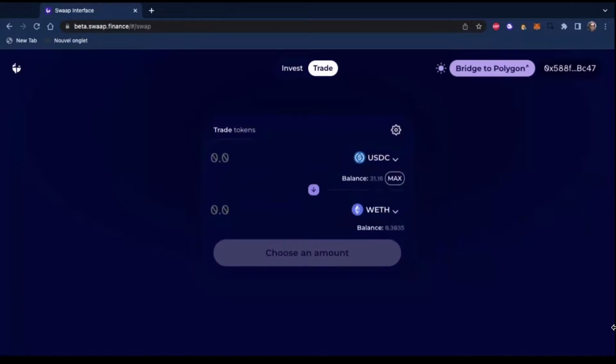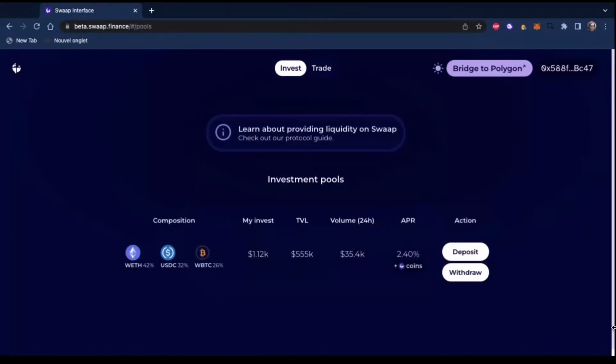Then Swaap really wants to emphasize yield for LPs. Really, for us, it's key to be able to provide LPs with a great experience.